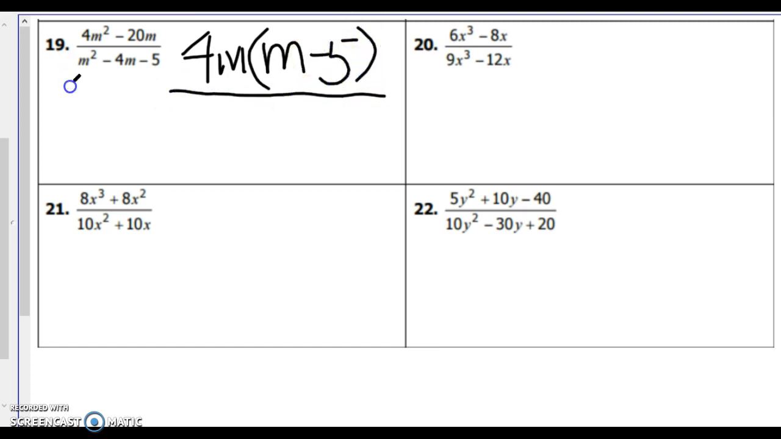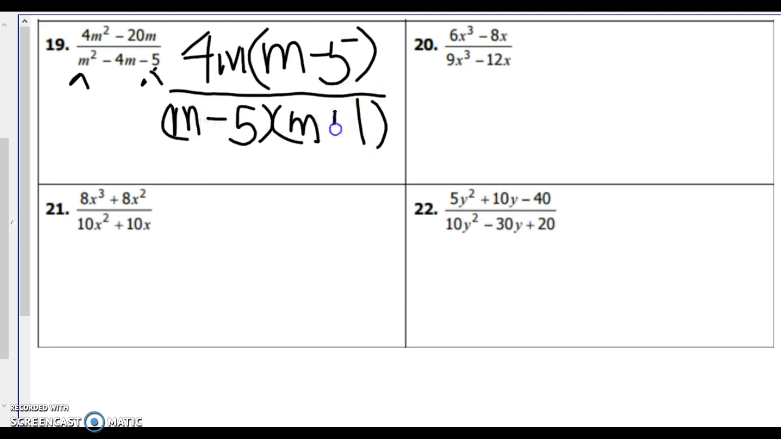On the bottom, I have an m squared and a -5. Ooh, I'm almost positive. Hey, look, there's a hint on the top. M minus 5. Let's see. M, 5, and what multiplies to give me -5, but adds to give me -4? 5 and 1. The 5 has to be negative. The 1 has to be positive. Does anything cancel? Yes. So my final answer is 4m over m plus 1.